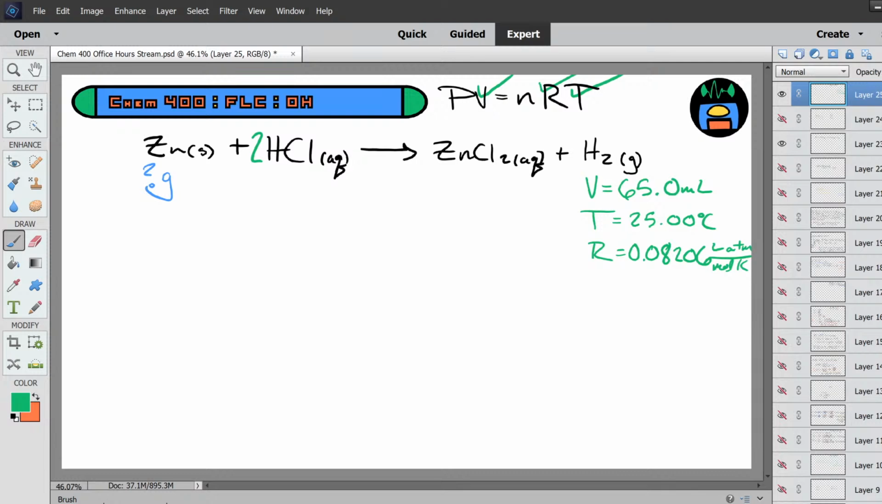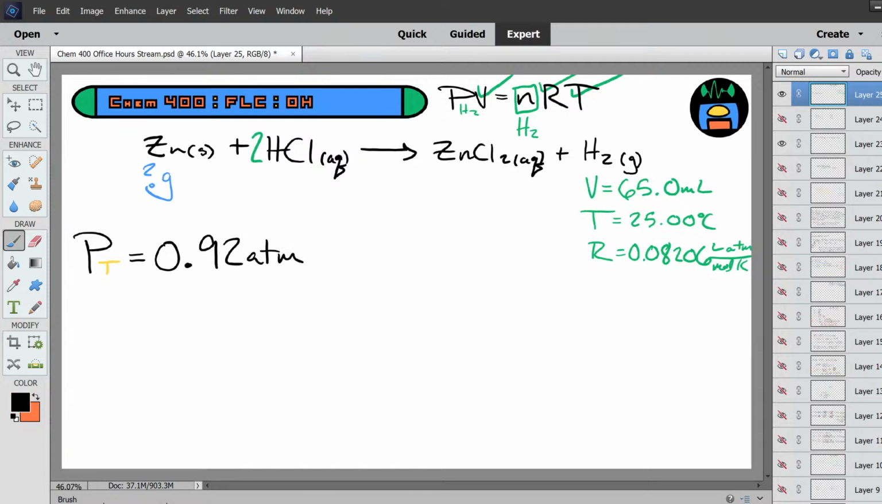All right, now here's the thing. You can see where I'm going in this problem. We want to get to moles of hydrogen so that we can do stoichiometry. Here's where you have to be careful. We need the pressure of hydrogen. The pressure that we were given in this problem, 0.92 atmospheres, is not the pressure of hydrogen. This is a total pressure.